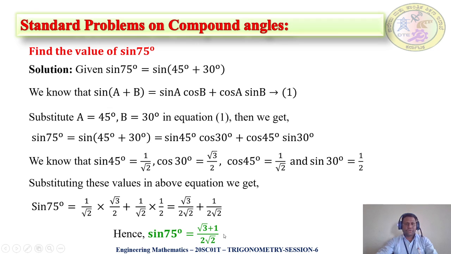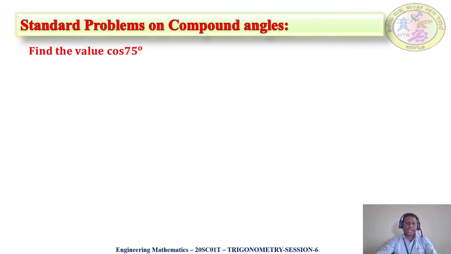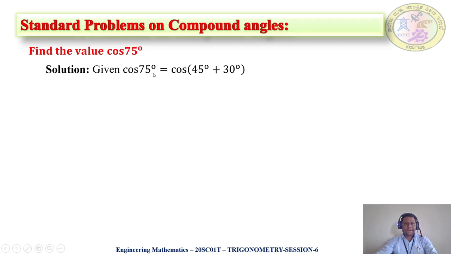That is how we have to find the value of sin 75 degree, and that value is root 3 plus 1 whole divided by 2 root 2. Now we proceed to find the value of cos 75 degree. That is also the same kind. Okay, here given cos 75 degree is equal to cos of 45 degree plus 30 degree.